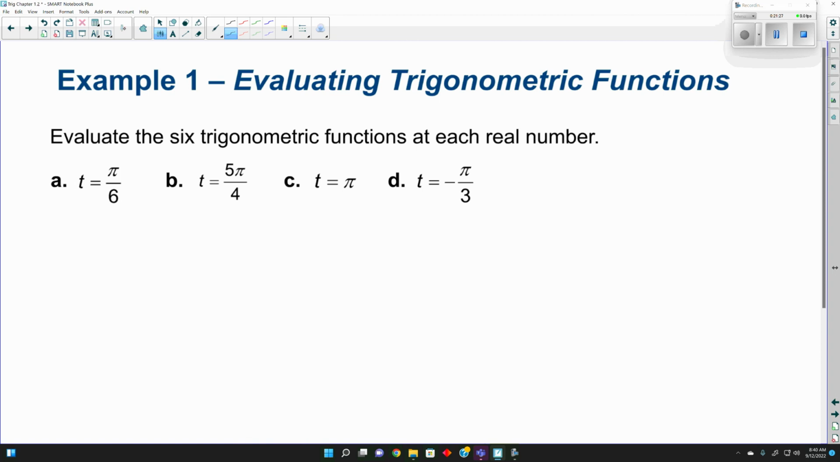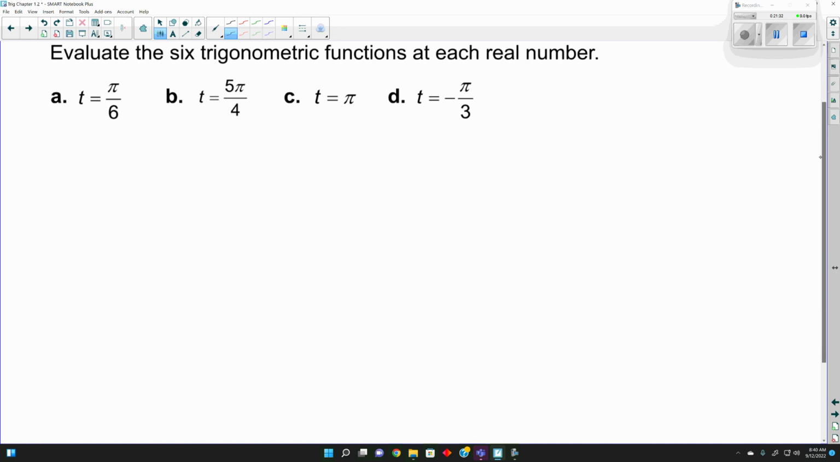We'll finish it up here, or finish up today's lesson with negative pi over 3. Sine of negative pi over 3. Which quadrant would we be in? 1, 2, 3, or 4? Because if we're talking negative pi over 3, we're starting at the positive x-axis and going down, yes? Well, we would be in the 4th quadrant.